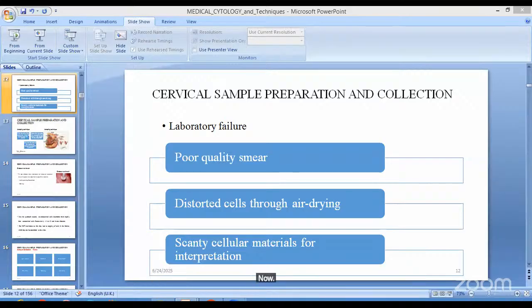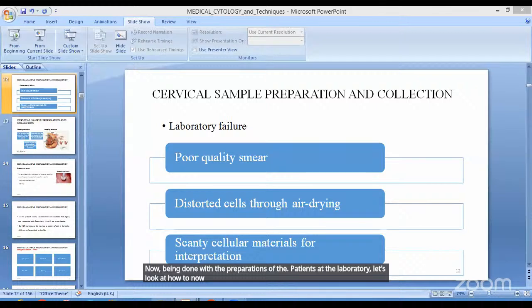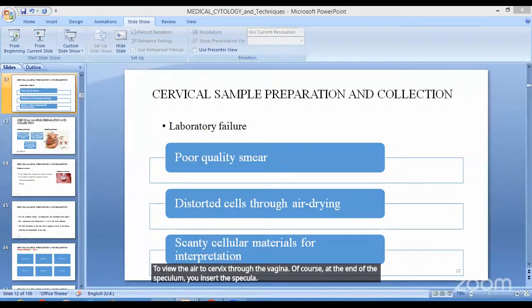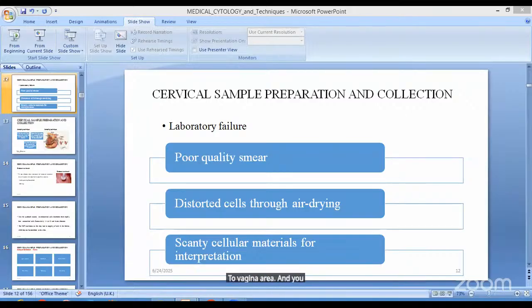Now, being done with the preparations of the patient and the laboratory, let's look at how to now collect this sample for cytological specimen. You are going to use the speculum to view the ectocervix through the vagina. And of course, with the speculum in place, you insert the spatula into the vagina, and you press the tip against the ectocervix and rotate it 360 degrees in one direction. Then use a flat end of the spatula to sample if ectropion is present.